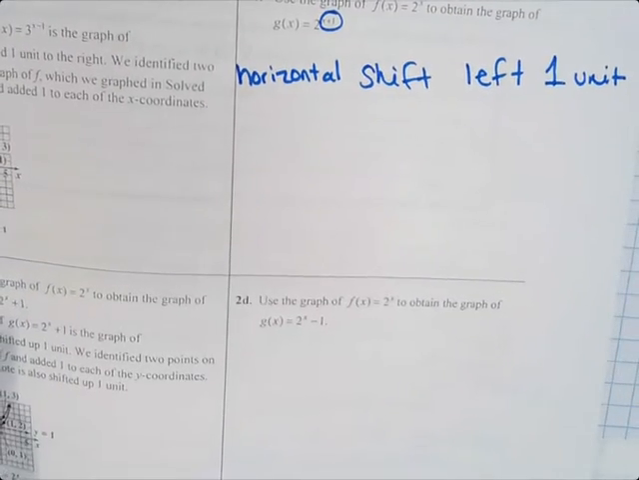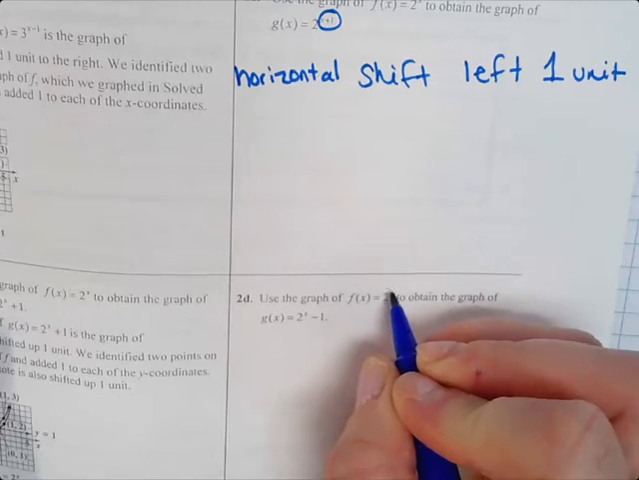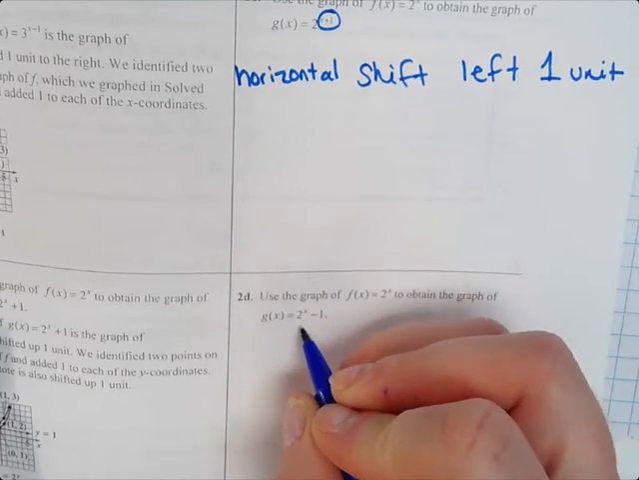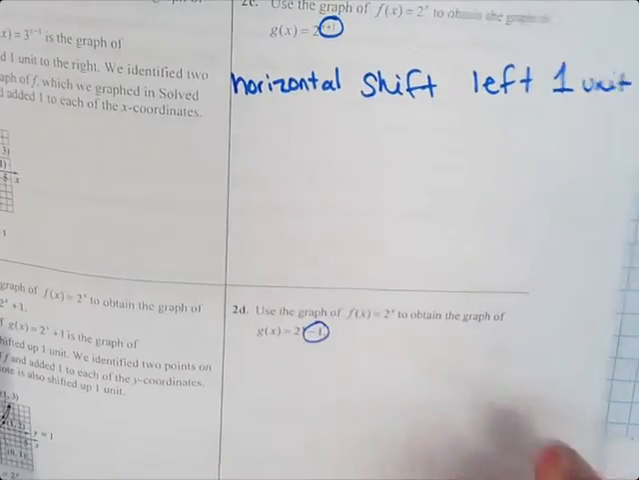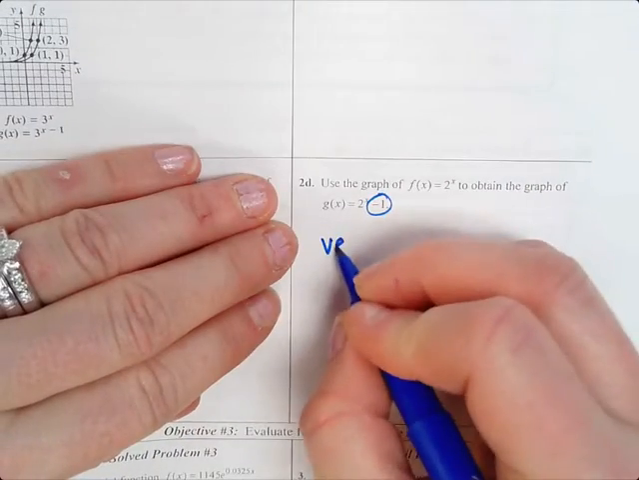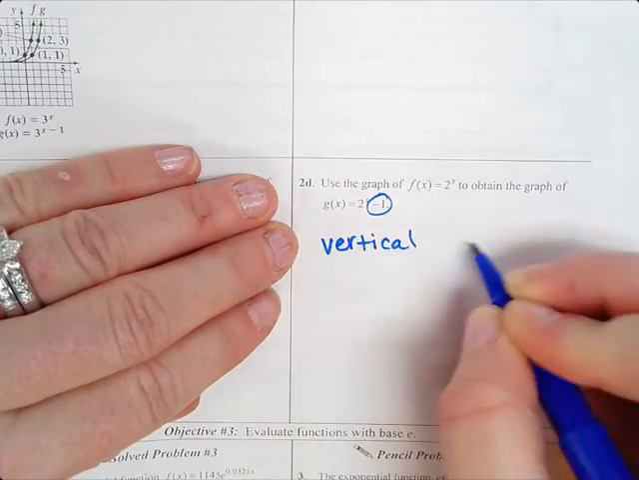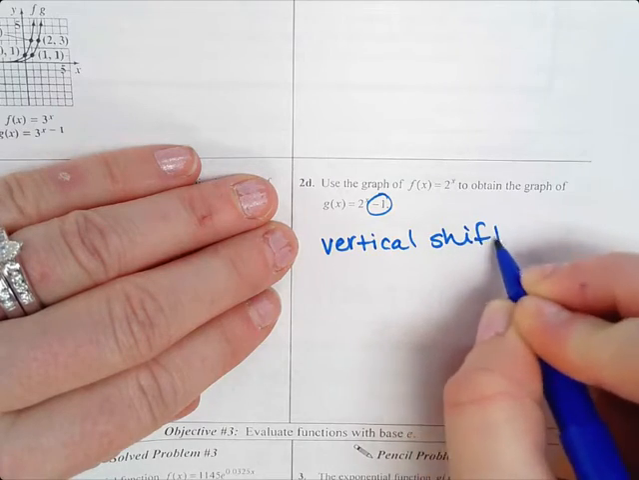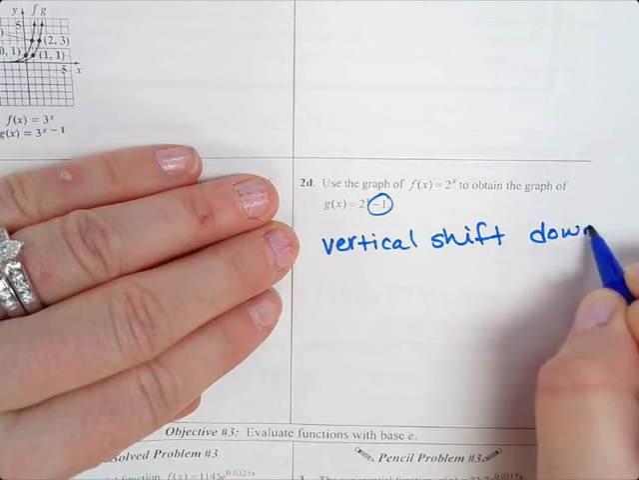And then 2D, we have 2 raised to the x, and then minus 1. That's like changing your y-intercept. So this is going to be a vertical shift down 1 unit.